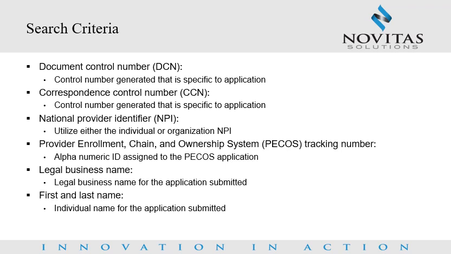You can also search by the individual or organization National Provider Identifier, NPI. If you submitted your application online through Provider Enrollment Chain and Ownership System, PECOS, you can track the status by using the alphanumeric assigned tracking number generated by PECOS. The last search criteria you can use is the name. If the application is for an organization, you will provide the legal business name. If the application is for an individual, you will search with the first and last name of the individual.